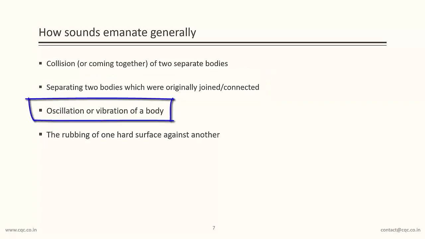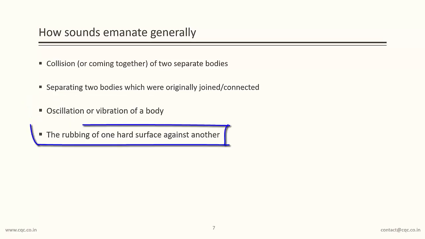Another way is when a body is made to oscillate or vibrate, just as when you strike a pair of tongs, the sound that is emanated from it. Sound can also be emanated when two hard surfaces are rubbed against one another. A classic example would be the sound that is emanated when you're cutting a piece of wood with the help of a saw.